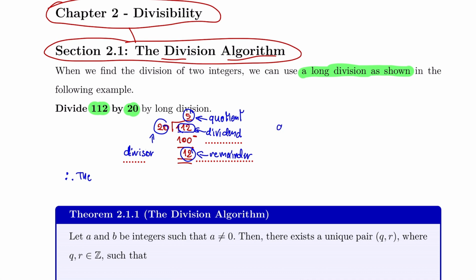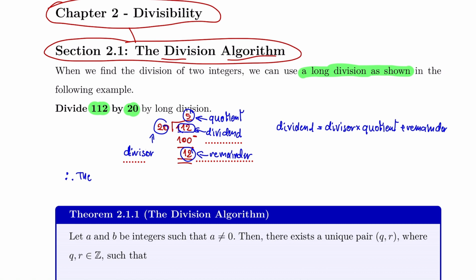So, what do we have right here? We're going to have that dividend equals divisor times quotient plus remainder. Okay? So, this means that any integer can be written in this form: divisor times quotient plus remainder.